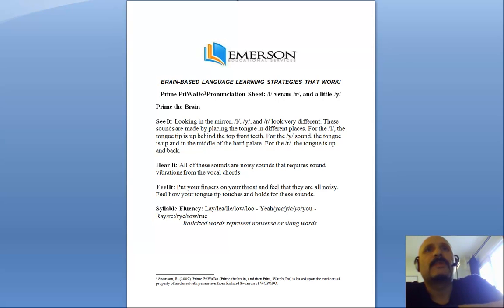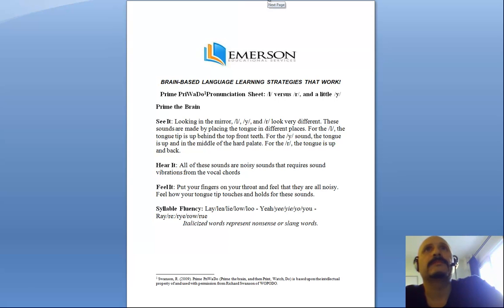Syllable fluency. Lay, li, lie, lo, lu. Yay, yi, yai, yo, you. Ray, ri, rye, ro, ru. Again, italicized words represent nonsense or slang words.